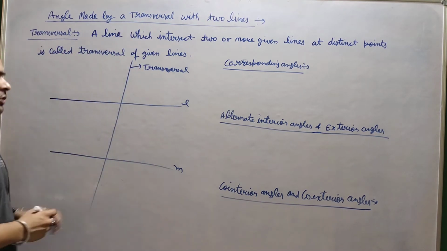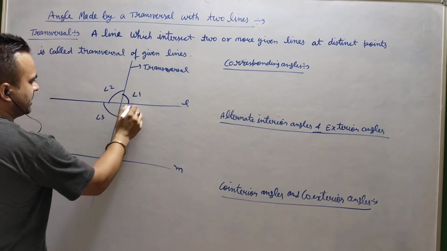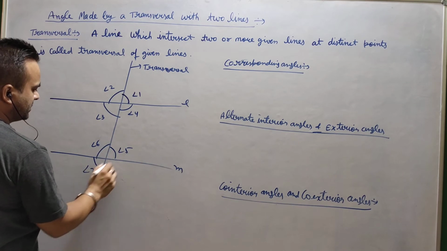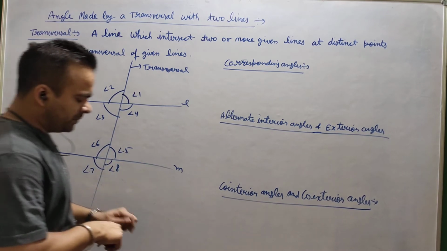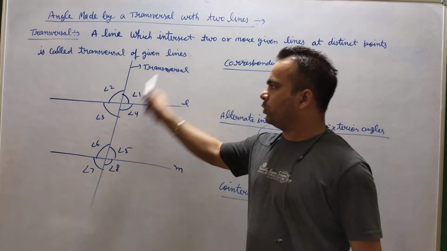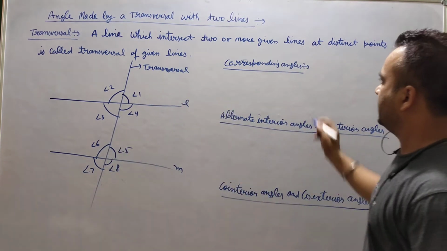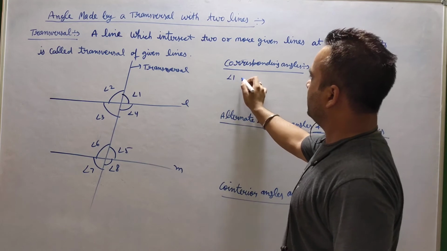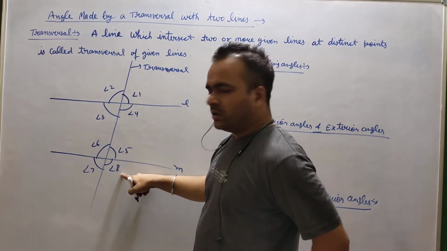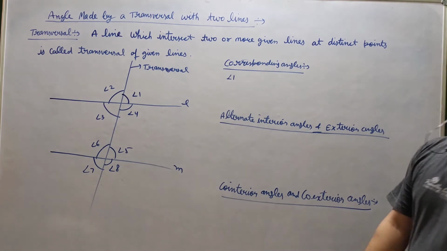If I recall again, we have named this angle 1, this angle 2, this angle 3, this angle 4, 5, 6, 7 and 8. Again I am repeating corresponding angles. In this figure, angle 1 is above this line and on the right side, and angle 5 is above the line and on the right side. So we say that angle 1 and angle 5 are corresponding, angle 4 and angle 8 are corresponding, angle 2 and angle 6 are corresponding, and angle 3 and angle 7 are corresponding.